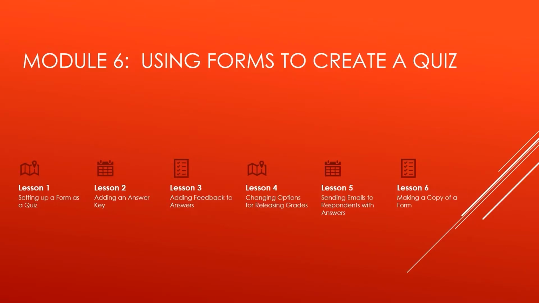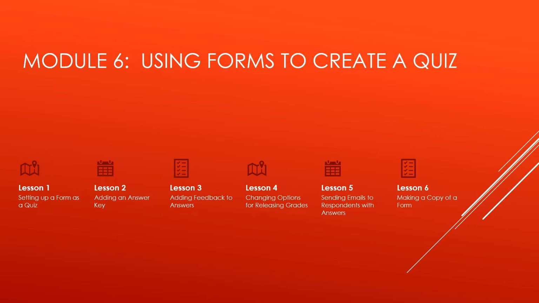In Module 6, we used a form to create a quiz. And we started by changing a setting, which changed a form into a quiz. We added some questions to the quiz. Then we added an answer key and added feedback to the answers. You learned how to change options for releasing grades. So when we first took the quiz as a respondent, we allowed the respondent to see their results right then. And then we went and changed it and said that we would email the results after a manual review. And we saw how to set that up.